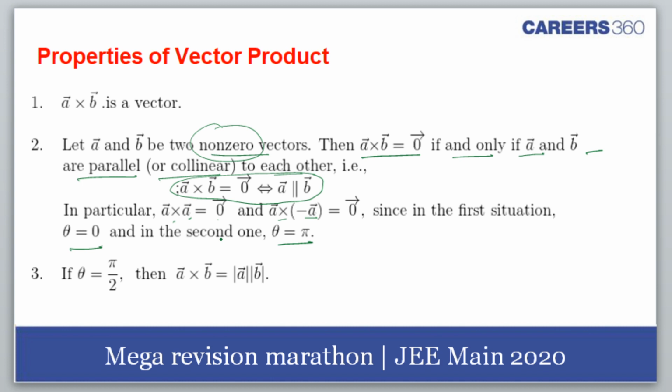Then if theta is equal to pi by 2, we get the maximum of a cross b in terms of magnitude. A little mistake is there, it is mod a cross b. That's what you need to write.